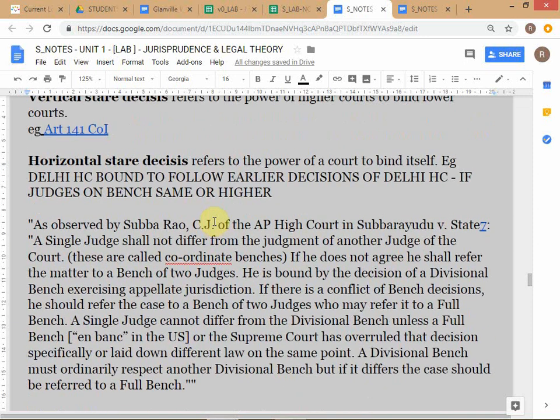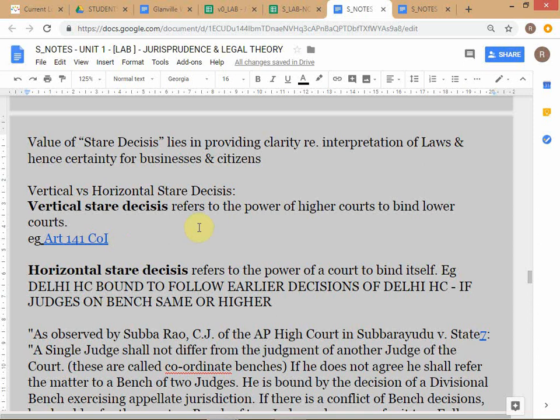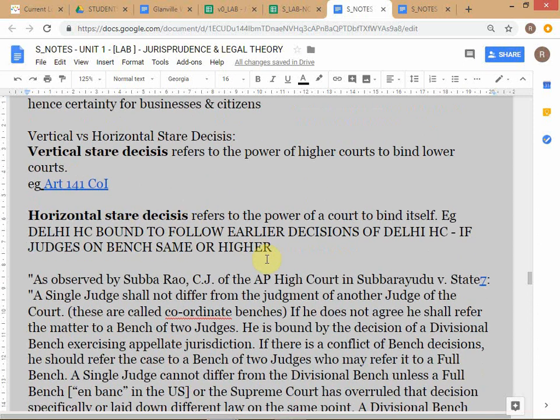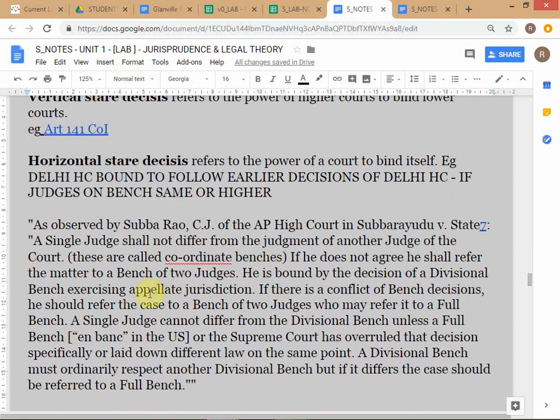Let's come to that a little bit. Let's understand what is horizontal stare decisis. You can read this for yourself; I'm not going to repeat everything. Generally, if you look at this discussion, you can read up in detail on your own later on.